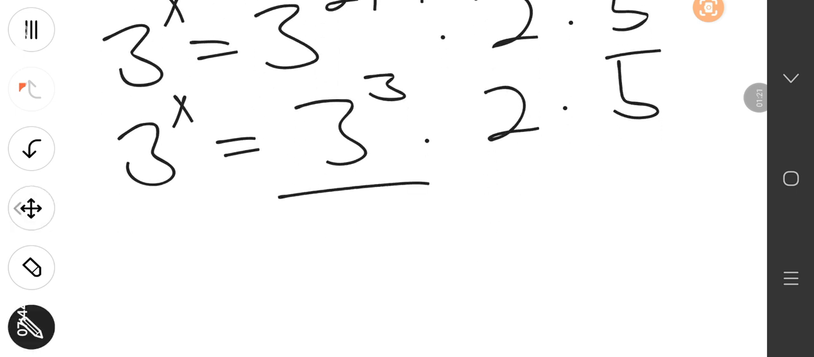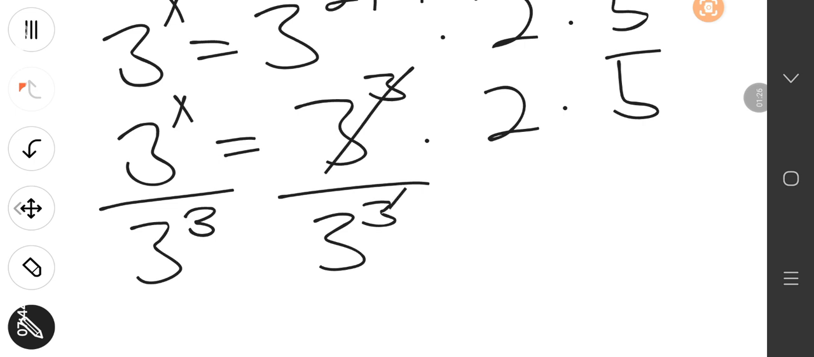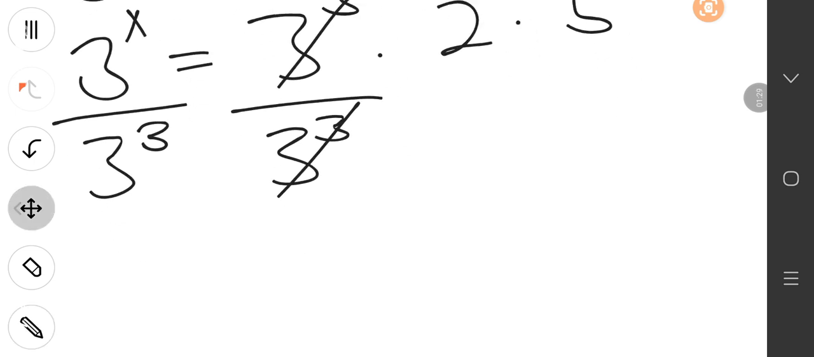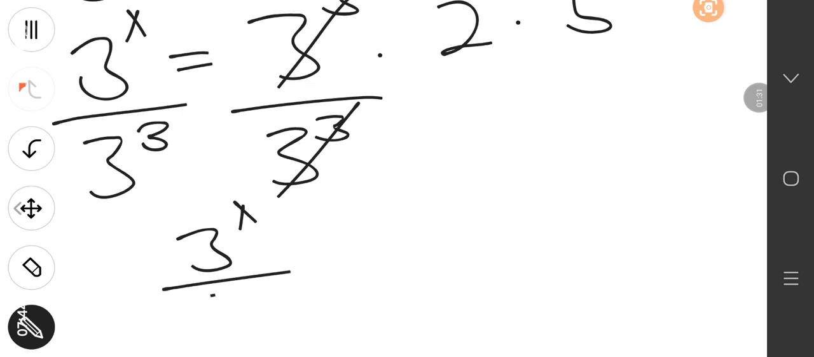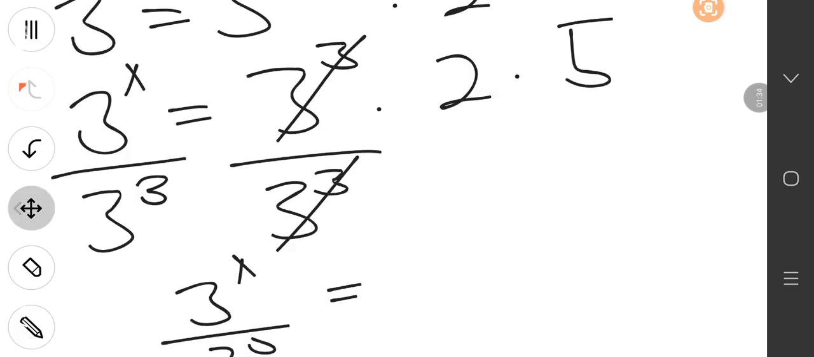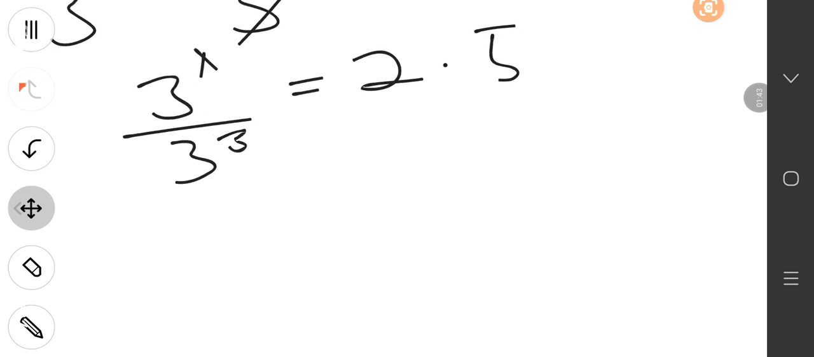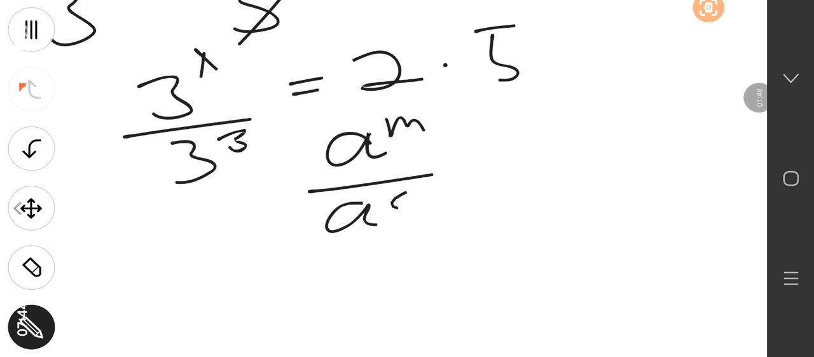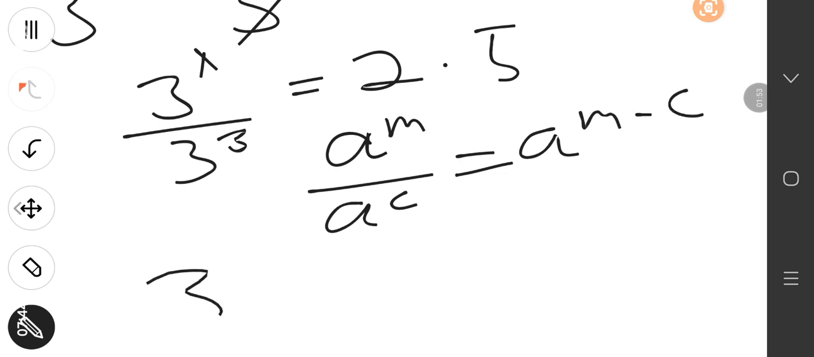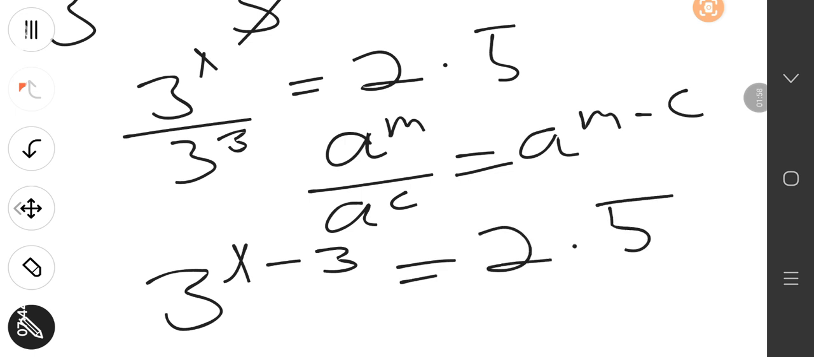Now let's divide here by 3^3, here by 3^3. So this and this will cancel. Alright, now we have 3^x over 3^3 equals 2 times 5. Alright, so let's apply the quotient rule here. So a^m over a^c should give us a^(m-c). And this gives us 3^(x-3) equals 2 times 5.